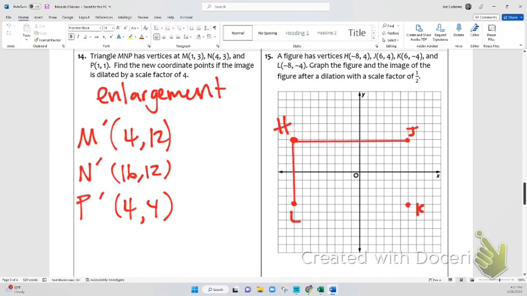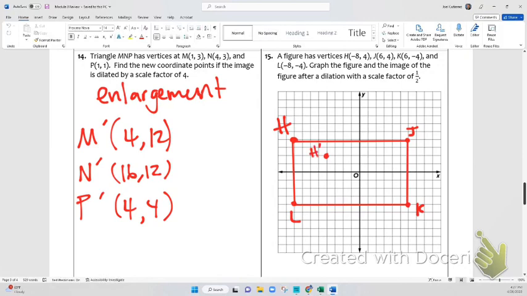So when I close those off, you'll notice this creates a rectangle, right? And then they want us to dilate it with a scale factor of 1/2. So 1/2 is the same thing as 0.5. 0.5 or 1/2 is a number less than 1, which means that my new dilation has to be a reduction. So all I do is I take half of all of those coordinate points that I have. So half of -8 is a -4. Half of 4 is a 2. So the first one would be at -4, 2. And this is going to be my H prime.